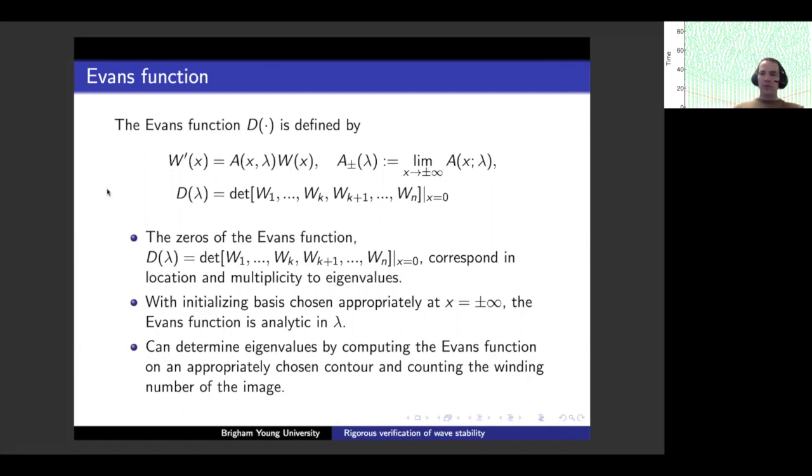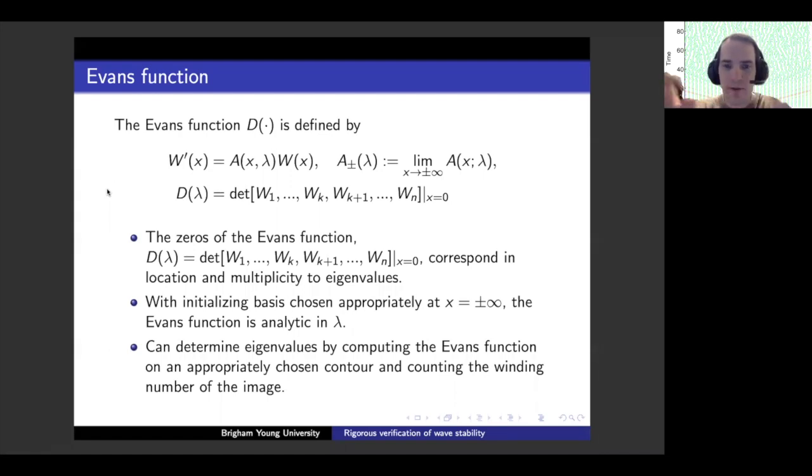Okay, so one option would be to just try to solve the eigenvalue problem as a boundary value problem and find eigenvalue and eigenvector pairs. But we want to be able to rigorously say, as a proof, that the wave is stable. So we need to prove there are no eigenvalues in the right half complex plane for the eigenvalue PDE problem. And so that gives rise to the Evans function.